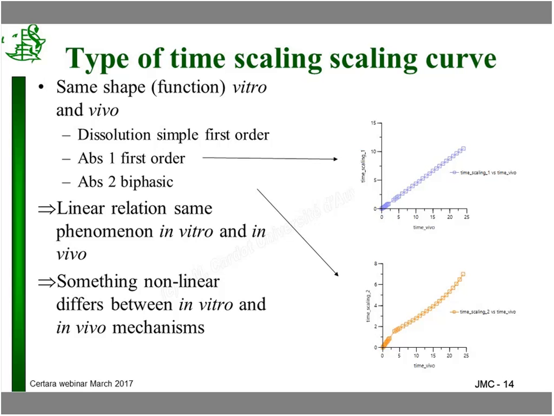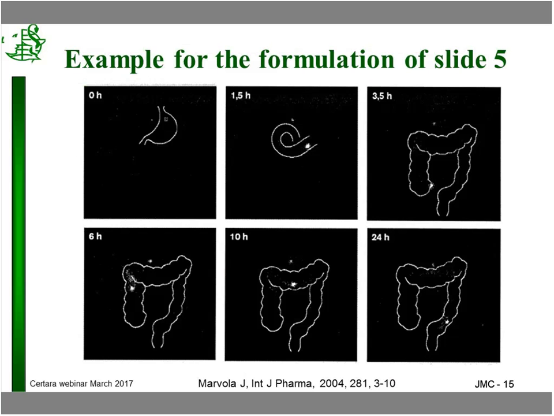I have something like this, for example, because I have an erodible matrix. And at the beginning, from 0 to 4 hours, if I am in the small intestine, I am going to have a faster erosion compared to the colon, where my erosion is going to be slower. But if I have kept constant, for example, my in vitro dissolution technology at 50 RPM all along my dissolution, I will not see those two phases in vitro, even if I have them in vivo.